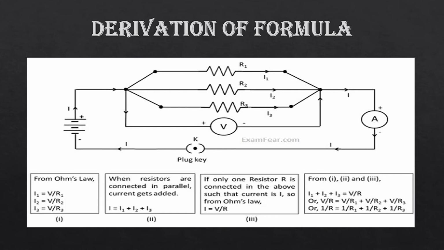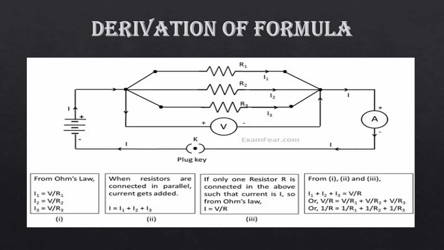This time we have to take reciprocals and add. So if R1 is 2 ohm, R2 is 3 ohm and R3 is 4 ohm, 1 by R will be given by 1 by 2 plus 1 by 3 plus 1 by 4.